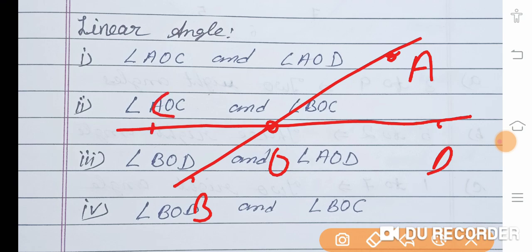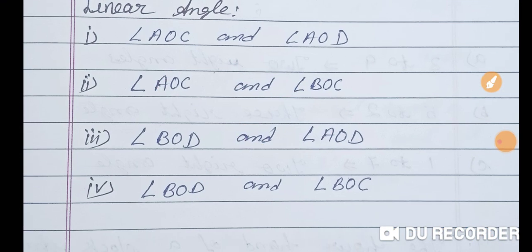For the linear angle, you can tell that angle AOC, this angle, and AOD, this angle. These both are the which angle, my dear? Linear angle. Similarly, you may write for this one DOB and BOC, both are the linear angle. Like that, you may write all the linear angles here.